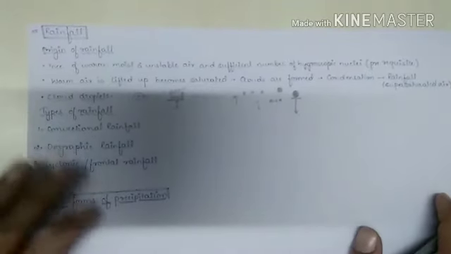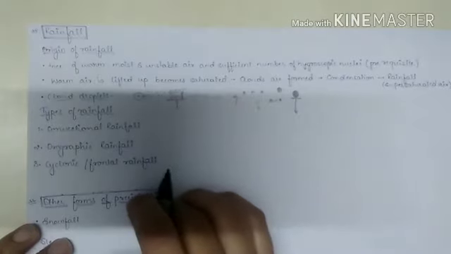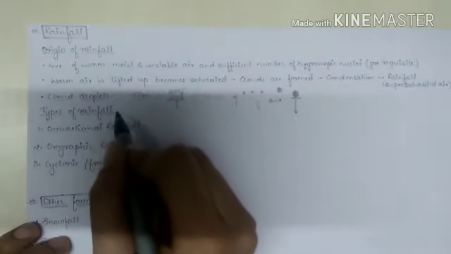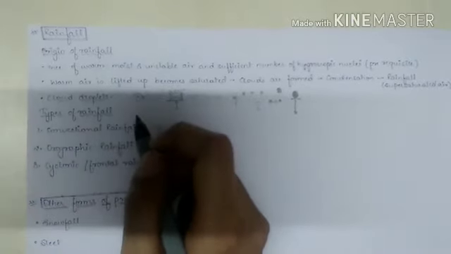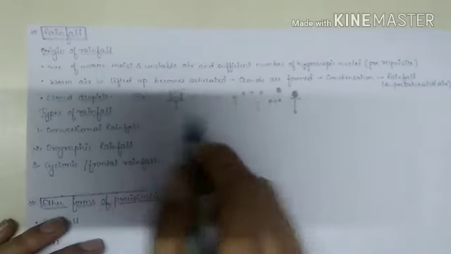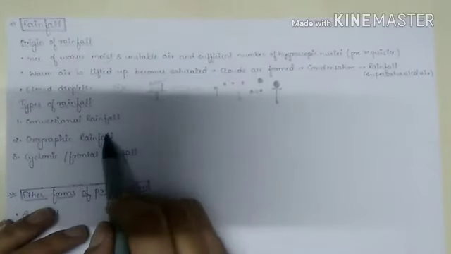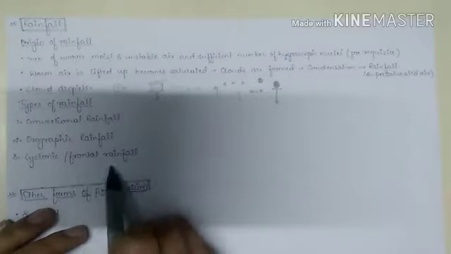Now this was the formation of rainfall or formation of raindrops. Now we will look into the types of rainfall. So we basically have three types of rainfall. First is convectional rainfall, second is orographic rainfall, and third is cyclonic or frontal rainfall.